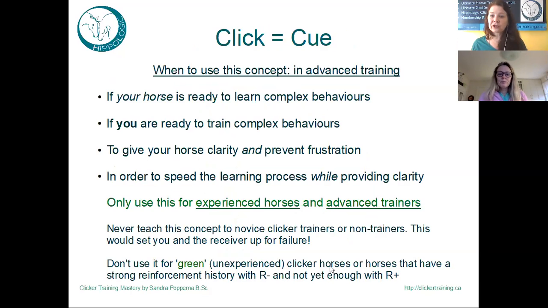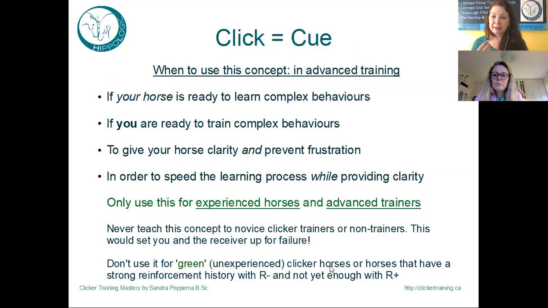But you can also use this concept that the click becomes the cue for a second behavior in advanced training. Because it doesn't always have to be table manners that the click is a cue for. So when can you use this behavior? I also have a video in which you can see what I mean. You can use this deliberately when your horse is ready to learn complex behaviors.